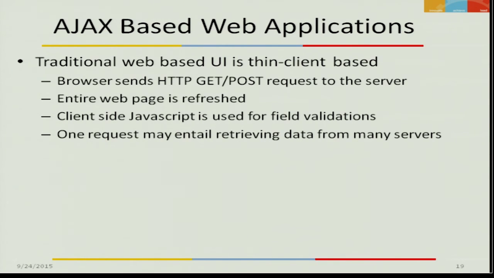The traditional web based UI is a thin client approach, where the browser sends HTTP GET and POST requests to the server. The entire web page is then refreshed. There could be client-side JavaScript, typically used for field validation, and one request from the UI can result in retrieving data from many servers. That's a typical pattern of any 3-tier or 2-tier client-server application.